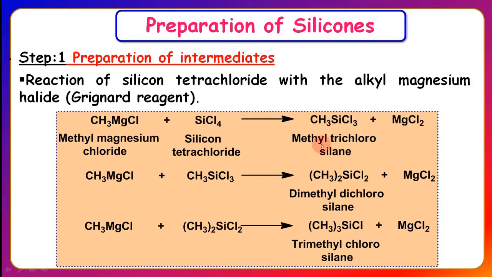Similarly, methyl trichlorosilane reacts with one more molecule of methyl magnesium chloride to give dimethyl dichlorosilane. This dimethyl dichlorosilane again reacts with methyl magnesium chloride to give trimethyl chlorosilane. This trimethyl chlorosilane again reacts with one more molecule of methyl magnesium chloride to give tetramethylsilane.